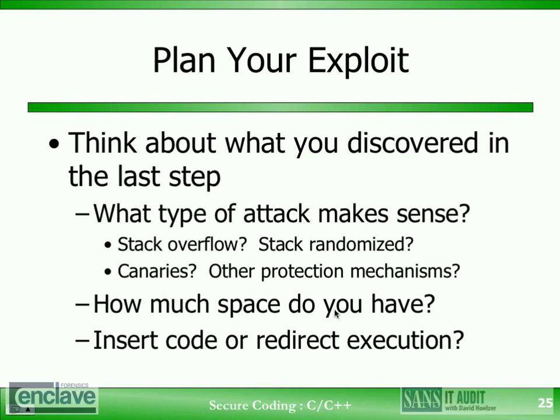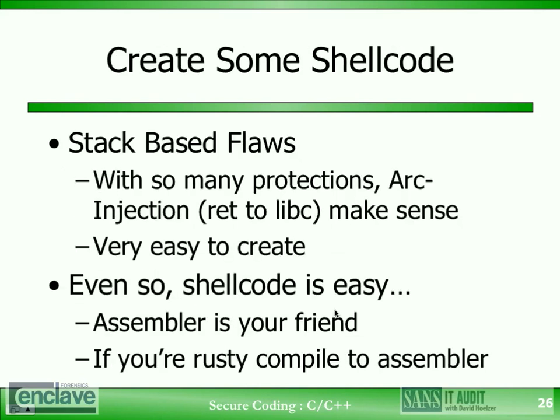If we had very, very little room, maybe just a few bytes, what we might do instead is try to redirect execution by perhaps getting the return pointer to return somewhere into the standard library with some parameters on the stack under our control. In our case, we're going to take a look at actually creating some code. For stack-based flaws, the arc injection and return to libc make a lot of sense with protections in place, but shellcode is also very, very easy, especially when you have more than, say, 30 or 40 bytes to work with.